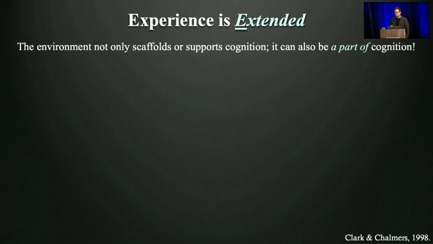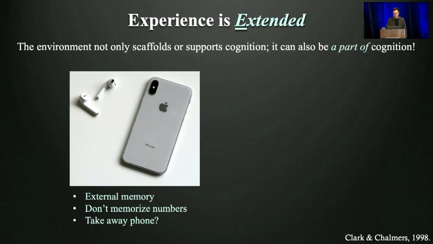So as the E's progress, they get a little bit more radical. So the next one is experience is extended. So this is the idea that the environment not only scaffolds or supports cognition, it can actually be a part of cognition. So really simple example, consider the phone that most of you folks have in your pockets. So in a way, we actually treat them as like an external source of memory. So we don't memorize phone numbers anymore. We offload them into our phones. So if you took away my phone, I would lose the ability to achieve certain cognitive tasks, like call a friend.